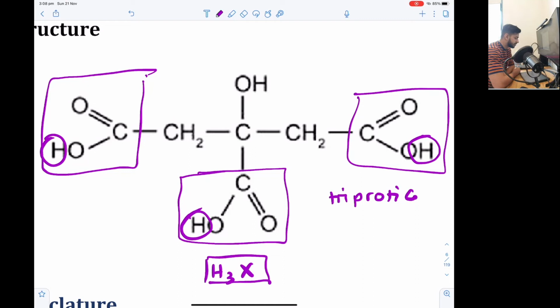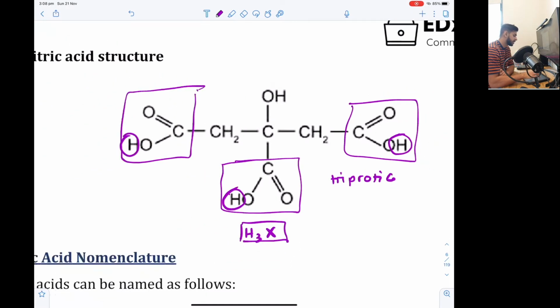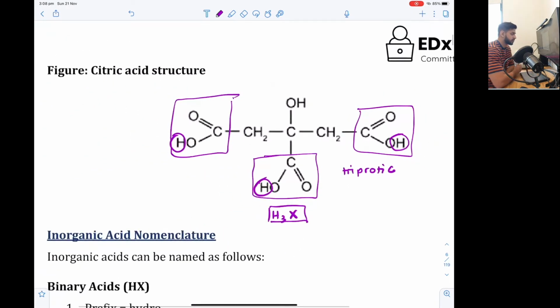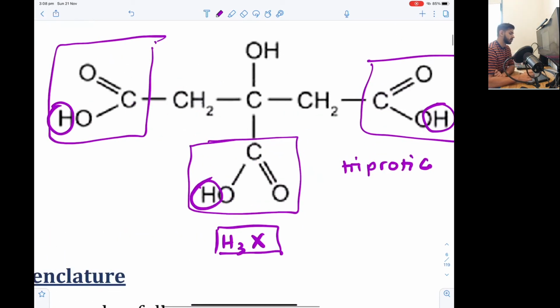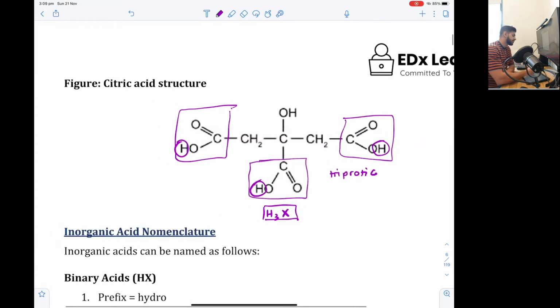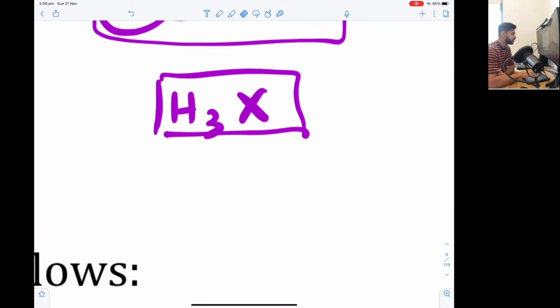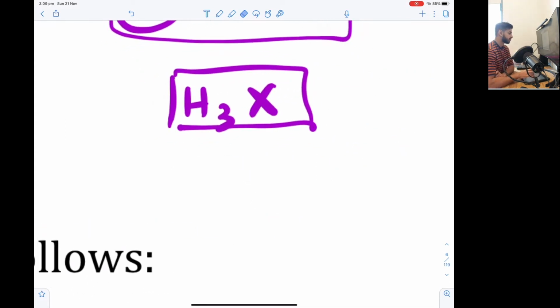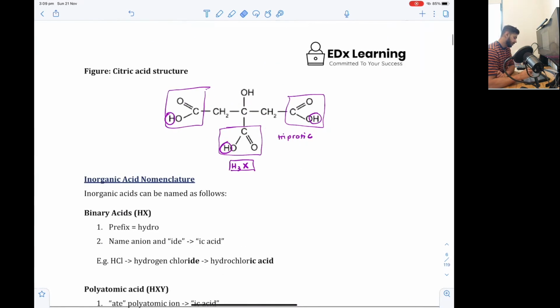This acid is formerly known as 2-hydroxypropane 1,2,3 tricarboxylic acid, or the layperson name you would know is citric acid. So again, you will not need to know how to name these acids at all, but it's good to know how many hydrogen ions they will release. And citric acid comes up a lot in your exam questions. So it's good to know it's triprotic in nature. I would remember it just as H3X. Okay, good. All right, let's move on.